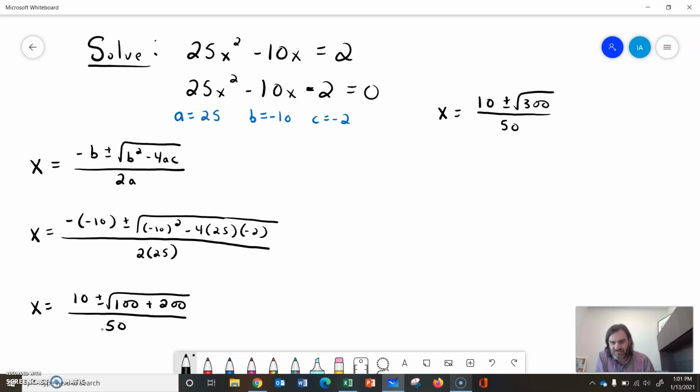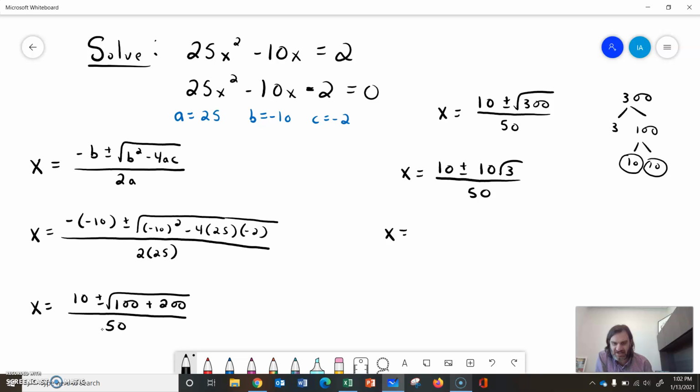Now 300 is a pretty big number, so we might be able to pull something out. I know 300 is 3 times 100, and I know 100 is 10 times 10. I could continue the factoring, but I have a pair here. So I'm going to rewrite the square root of 300 as 10 times the square root of 3. And if that's the case, this will look like 10 plus or minus 10 square roots of 3 over 50.